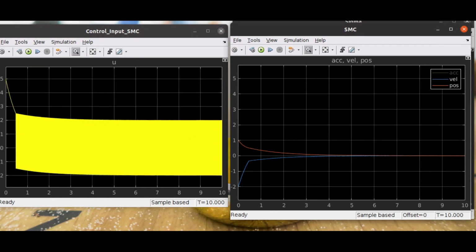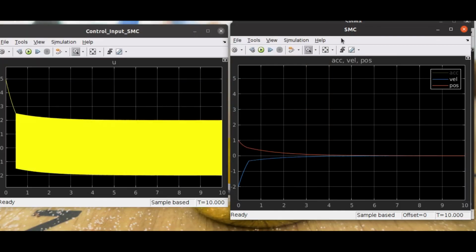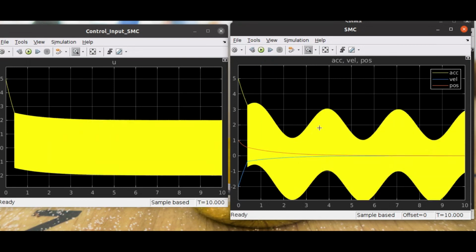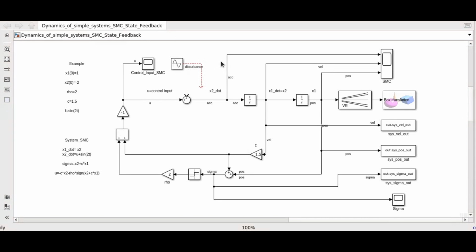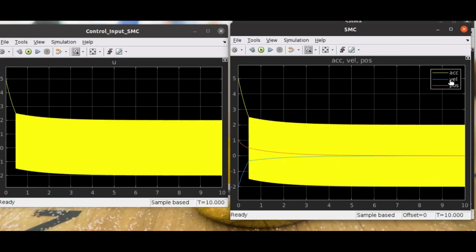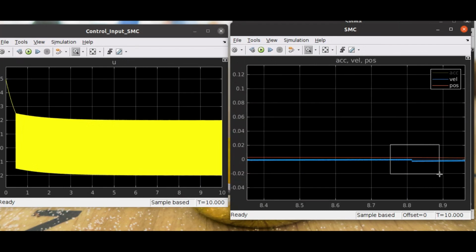So let us remove the disturbance and simulate. As we remove the disturbance and simulate, the position and velocity have come to 0, and still we can see that there is a high frequency chattering in the control input. So the reason is not the disturbance. Let us think again about what we have done.